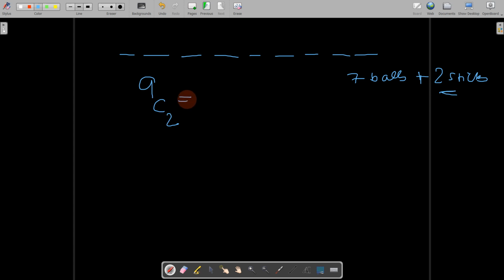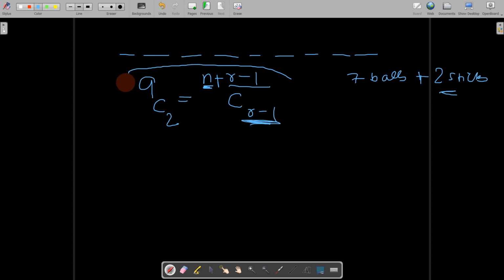So its general formula is n plus r minus 1, choose r minus 1. If you have to make r groups, r partitions, then there will be r minus 1 sticks. n is the number of balls. So balls plus partitions, for making the partitions r minus 1 sticks, and you choose r minus 1 places from this to place the sticks. That is the general formula.